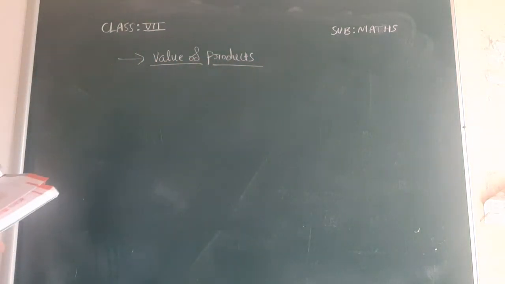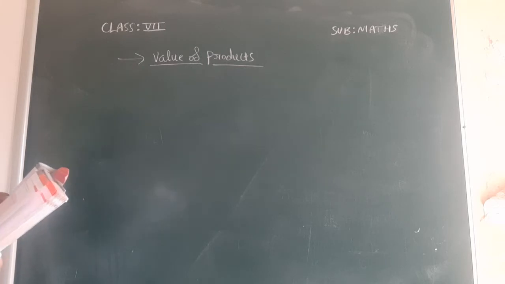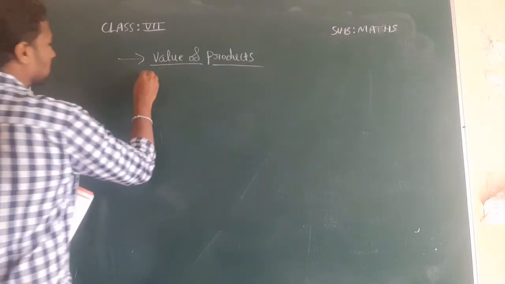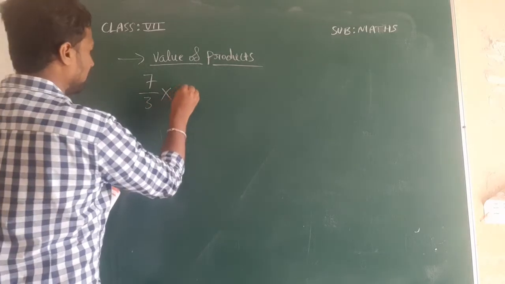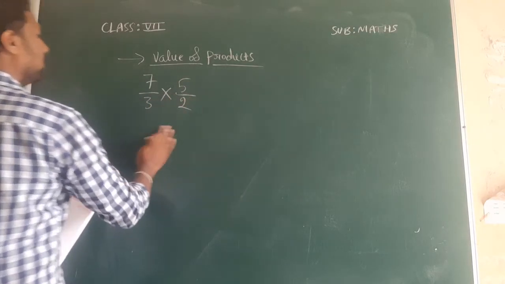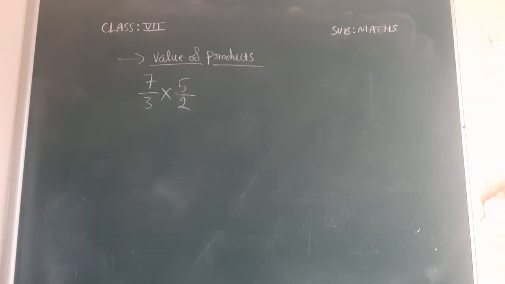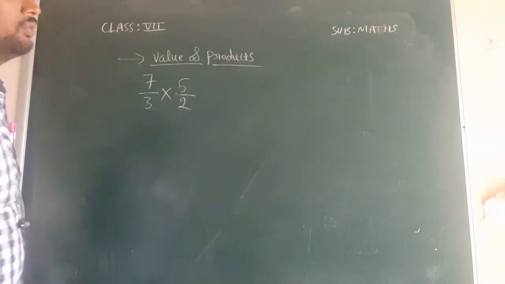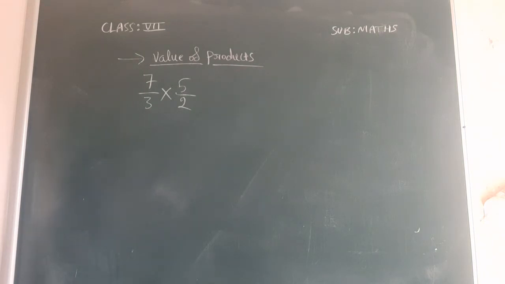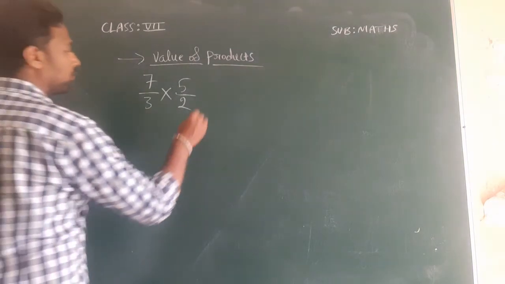So here we will consider two improper fractions as factors. I will consider here 7 by 3 into 5 by 2, 7 divided by 3 into 5 divided by 2. You can see here the numerator value is greater than the denominator value in both the factors. So these two are improper fractions.